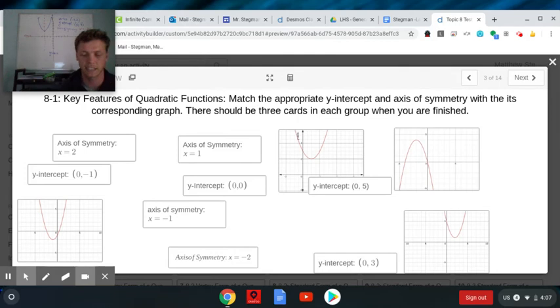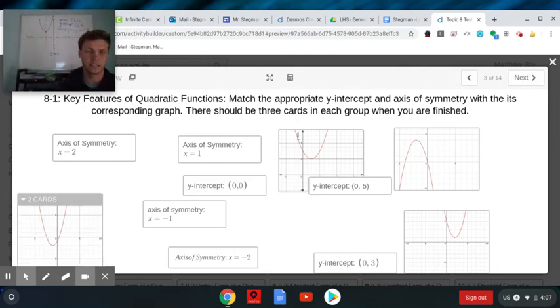My internet's acting kind of slow, so everything's kind of lagging.